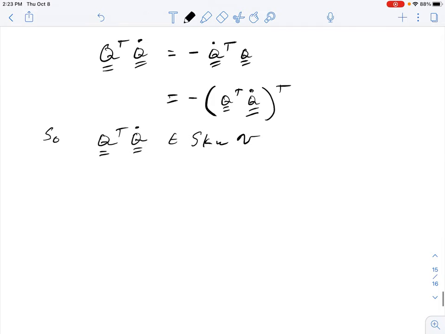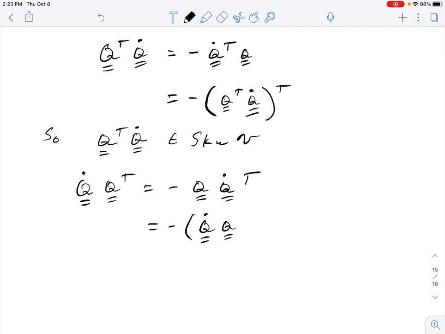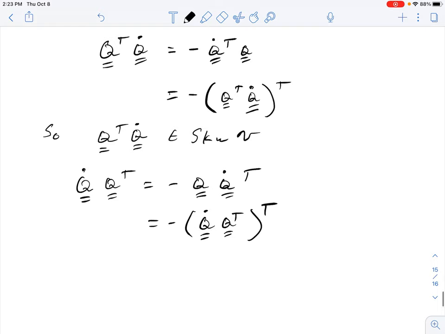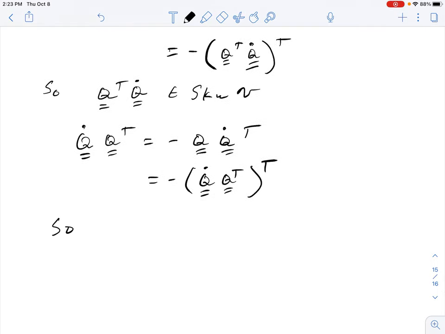And following the same logic, Q dot Q transpose is equal to minus Q Q dot transpose, which is equal to minus the transpose of that. So Q dot Q transpose is skew also. I could spell that a little better, huh?